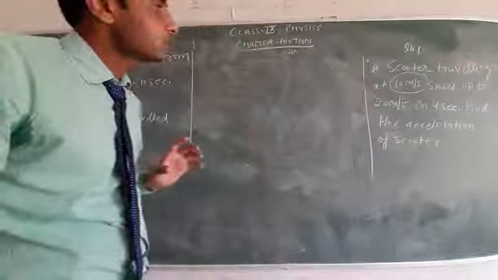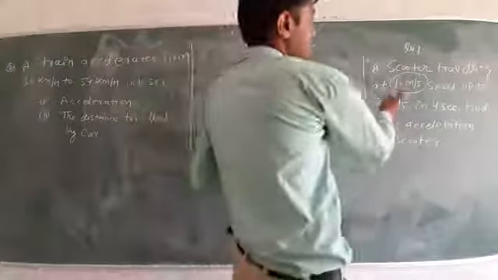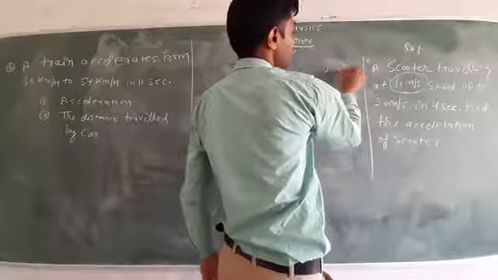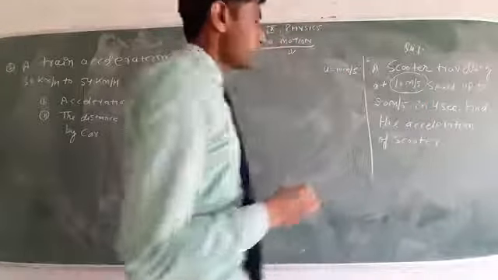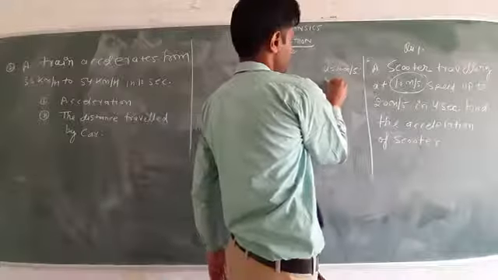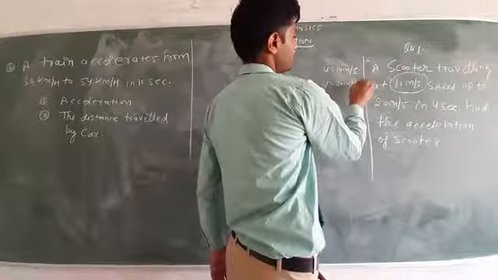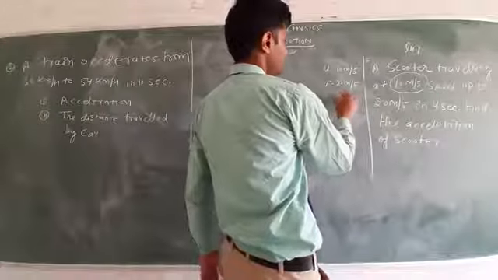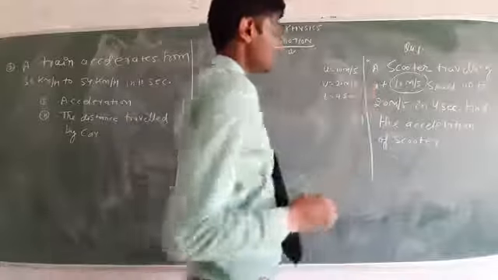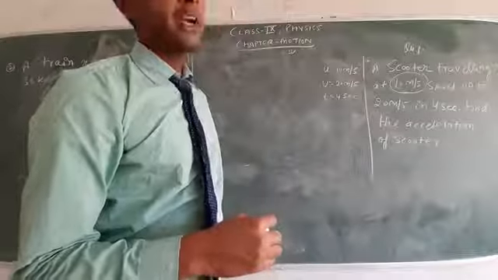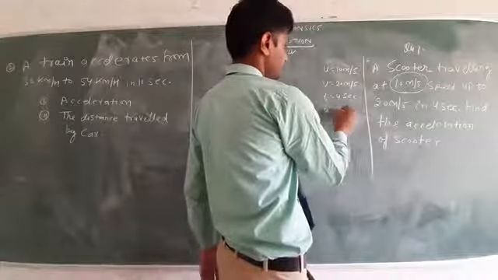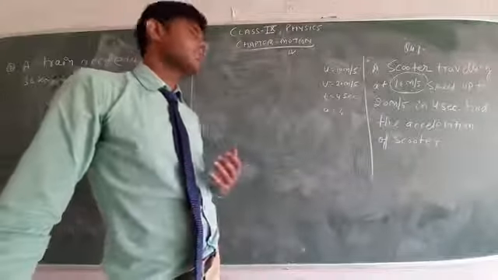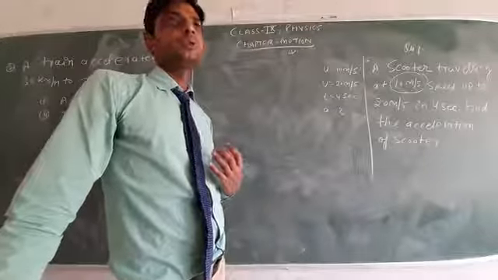So as you can see in this question, the initial speed is given as 10 meter per second and the final speed is 20 meter per second, and the time t equal to 4 seconds is also given, and we have to find the value of acceleration. So we can use the formula for acceleration as well as the equation of motion.